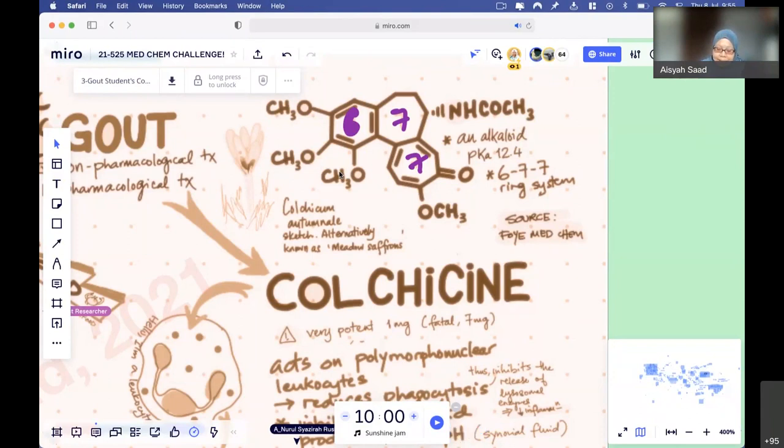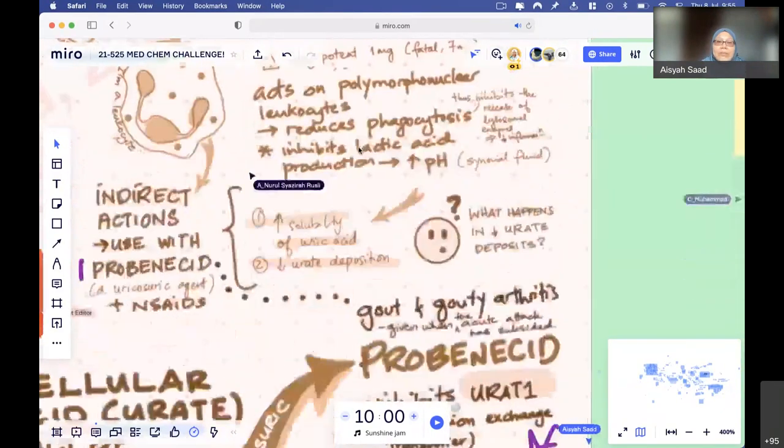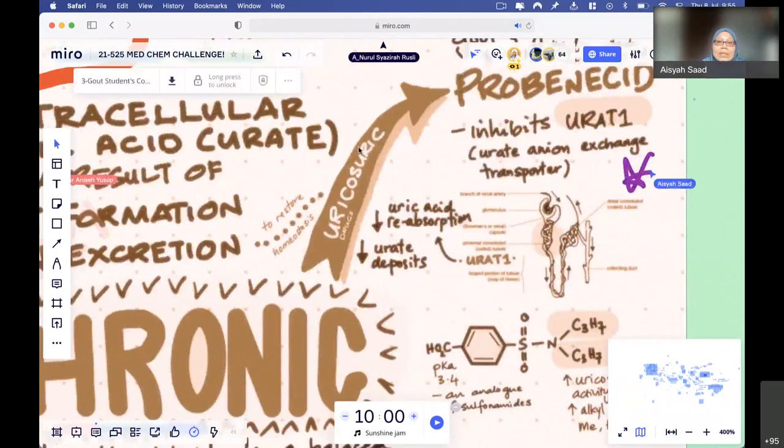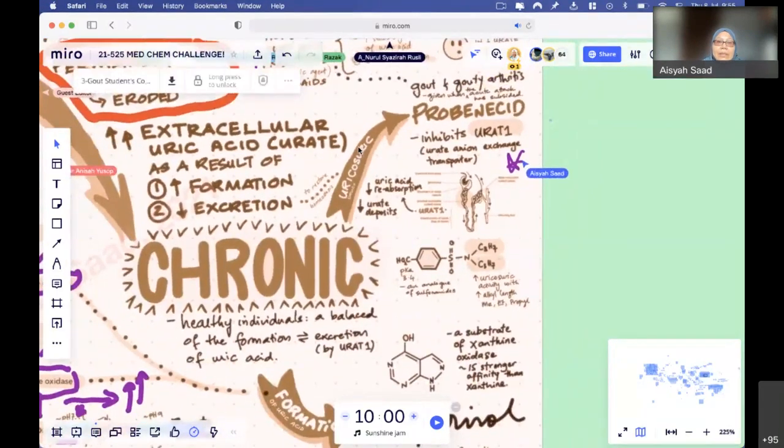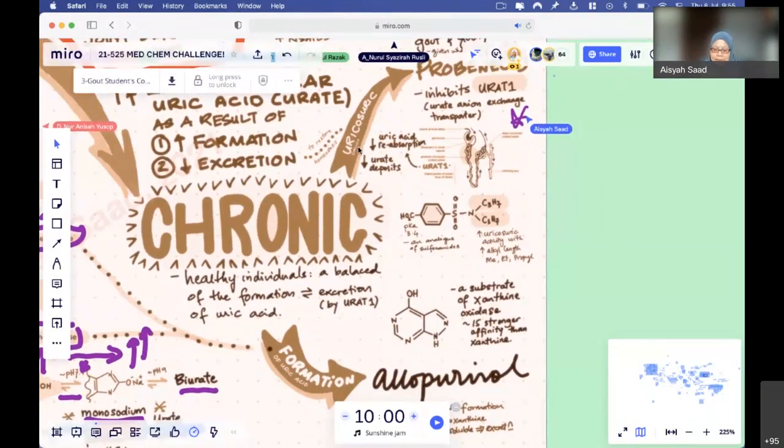And I think the rest you can go through. This is probably covered by my colleague, if I'm not mistaken, earlier in week 12. Let me zoom out a bit. So with the excretion, because of the low excretion, you treat that problem with probenecid, hopefully helping the body to expel urate, and therefore you have less uric acid formation in the body.